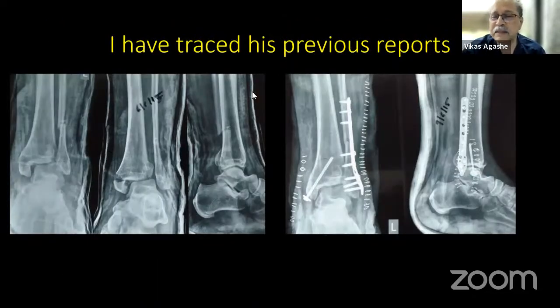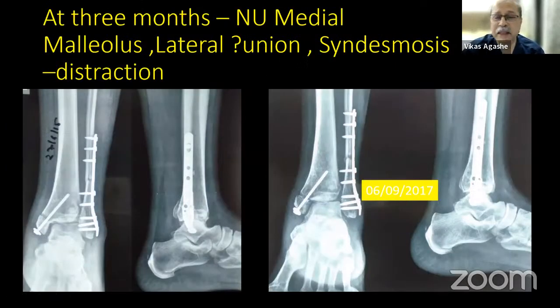So this is his history. He had a bimalleolar fracture. Here you can see possibly syndesmotic injury. He was treated with a single screw and a lateral malleolus plate. At 3 months, he has a non-union of the medial malleolus and lateral malleolus. The surgeon was not too sure. The syndesmosis also seems to be in distraction.